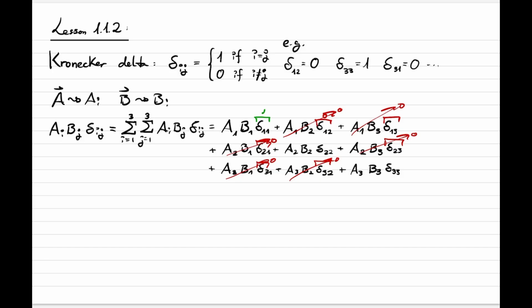Now here we have that this is equal to 1, so this just disappears, but we are maintaining this. This is also equal to 1, and this is also equal to 1. So what we are left with in the end is just a1b1 plus a2b2 plus a3b3. So the Kronecker delta just made this transformation, if we can call it that.